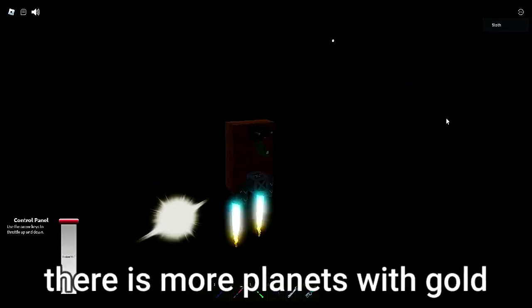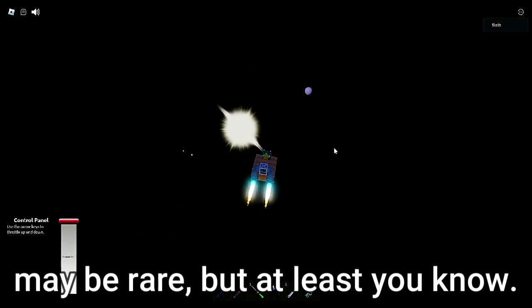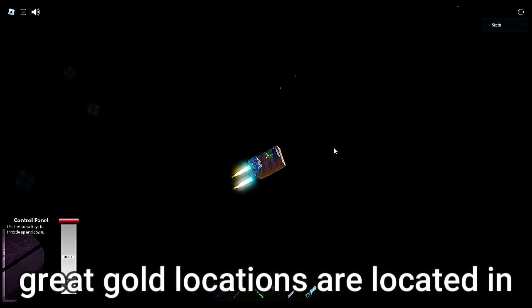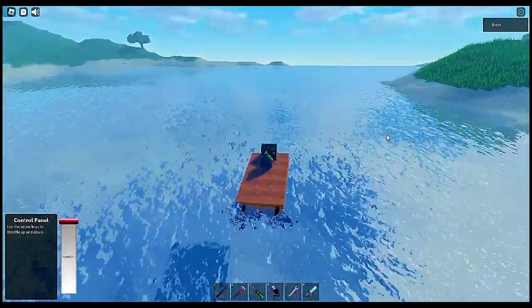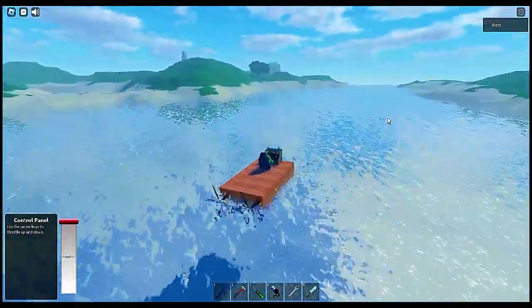Did you know that there are more planets with gold than starter planets? Finding a spawnable planet may be rare, but at least you know. Some people I have met say that great gold locations are mostly located in star system IDs from 2000 to 3000. The last ones are either useless to talk about, like sand, rock and regolith, or the others like rutile and bauxite, which is just you rolling at ice.